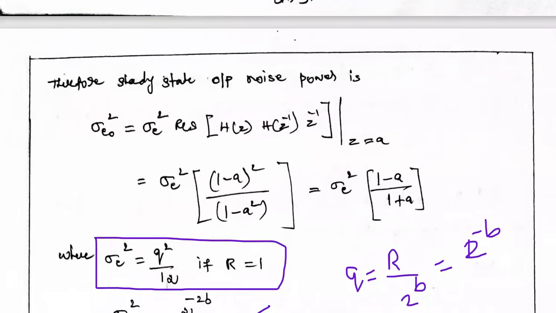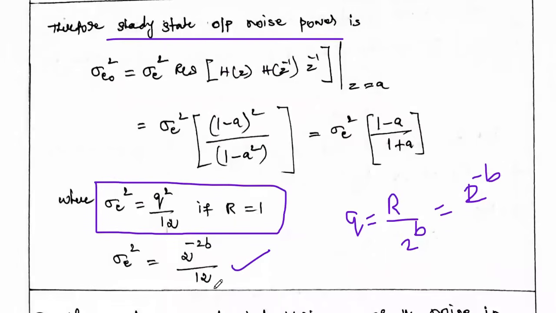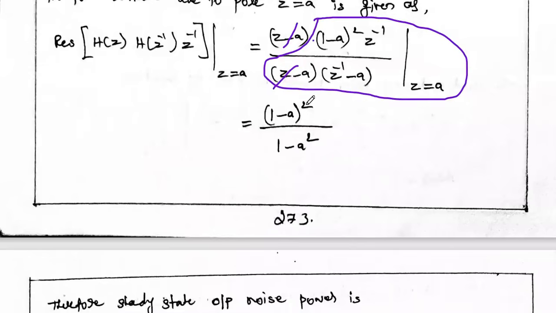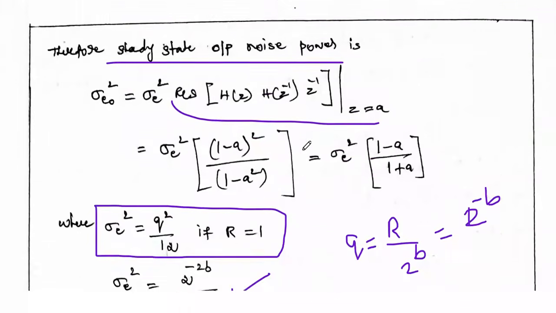Okay, so after calculating the residue value, finally we have to find the steady state output noise power, that is, the noise power available at the output of the digital filter. So sigma e o squared is equal to sigma e squared into the residue. Sigma e squared we already calculated: 2 to the power minus 2b divided by 12. You just substitute here. And this residue is 1 minus A the whole square divided by 1 minus A squared.